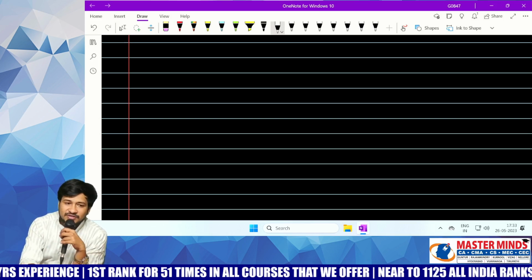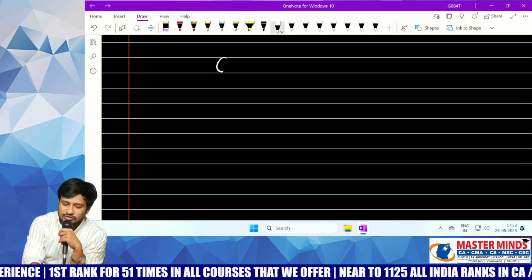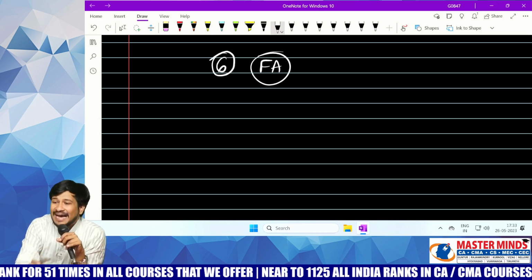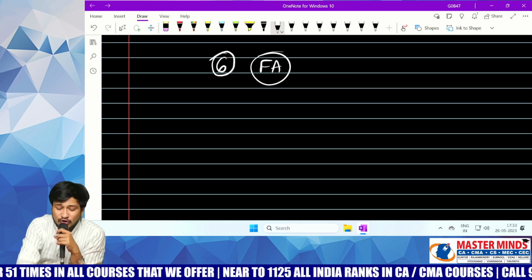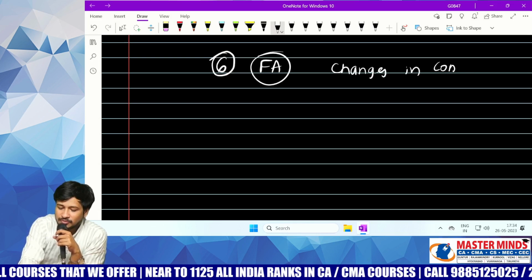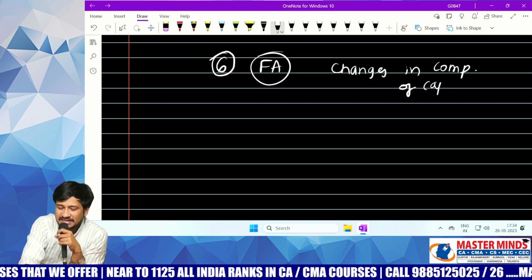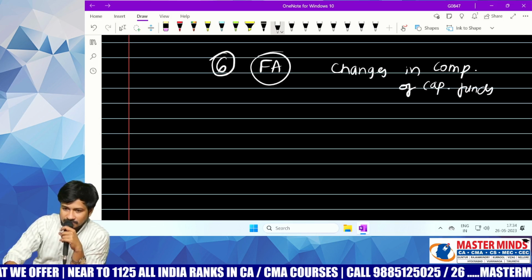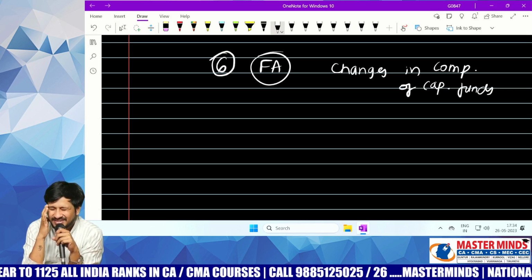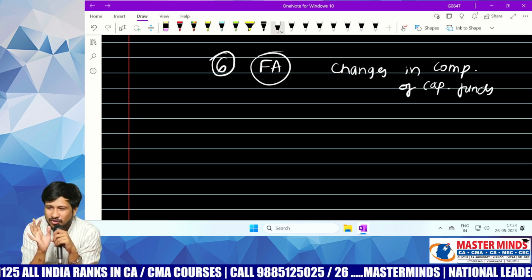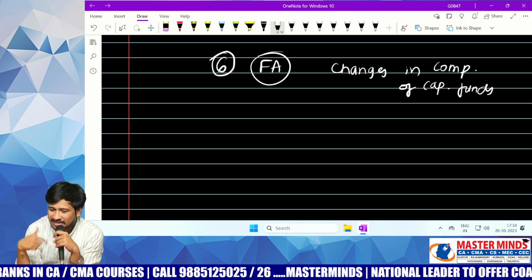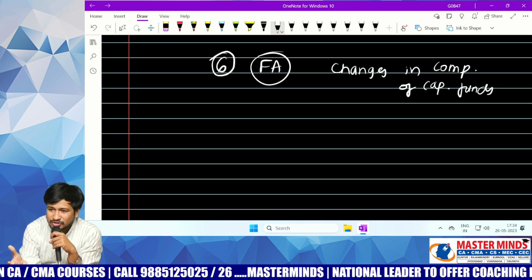So that's the end of definition number 5. And let me move on to definition number 6. What is that activity? Those items or those activities which cause changes in composition of capital funds. I'm telling you the definitions, okay? Normally speaking, those activities relating to owned capital or borrowed capital. But I have to tell you definition wise now. So financing activities are those activities which cause changes in the composition of capital funds.